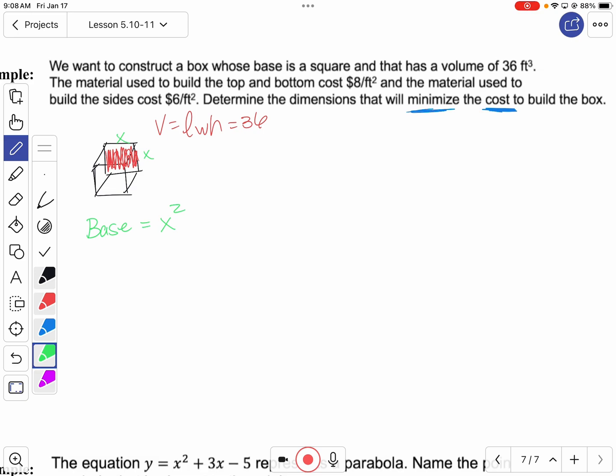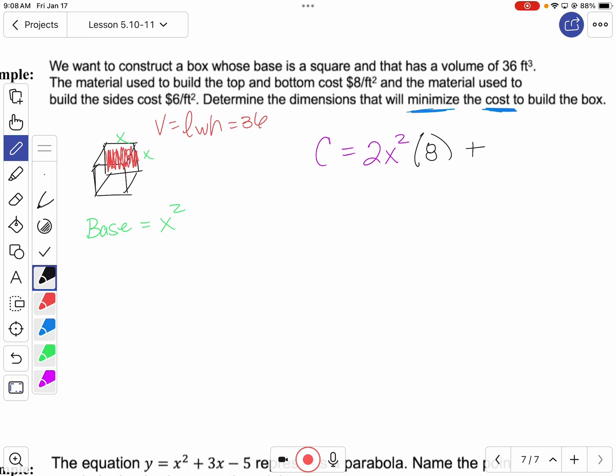Okay, how many bases do we have? 2. Okay, we have a top and we have a bottom because that's what it talks about, to build the top and the bottom. So the top and the bottom, we have 2 of those. So we know in our cost function, we're going to have 2 of the x squares. And how much do they cost to build? 8. Okay. All right.